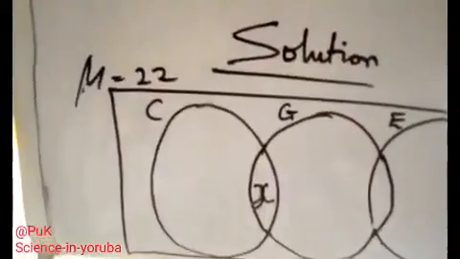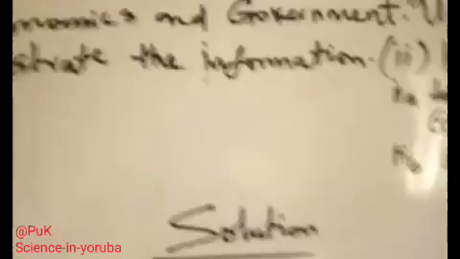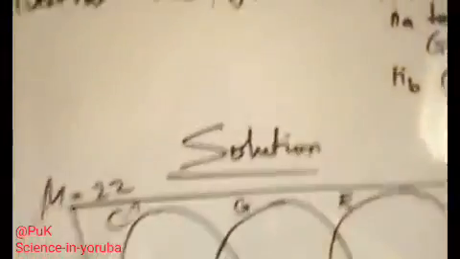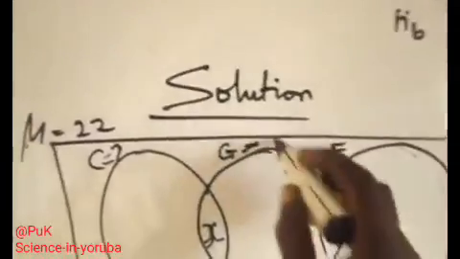Now 7 students are representing what? 7 students take chemistry, right? What is the total number of people that take chemistry, either you take it only or you take it with another subject? How many? Chemistry, we have 7. So this is 7. What of government? Government is 8, and economics is 12.